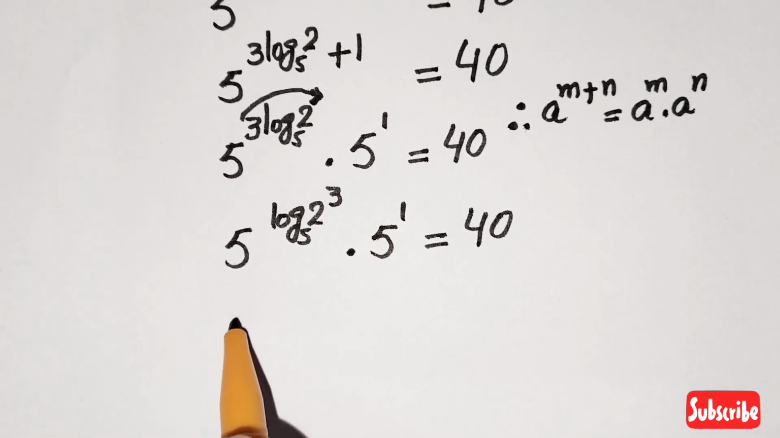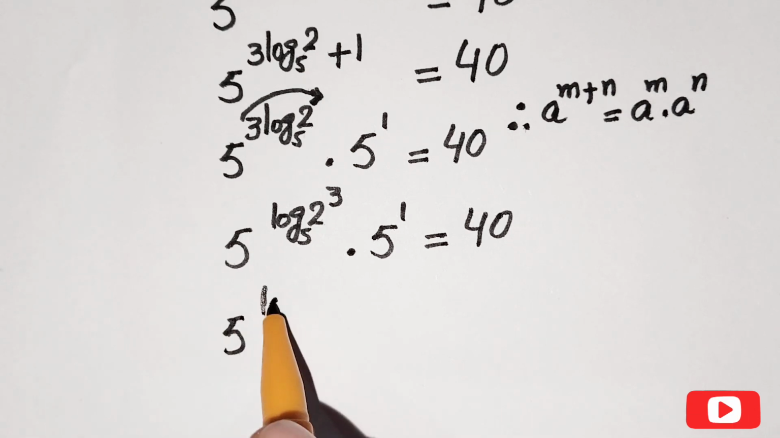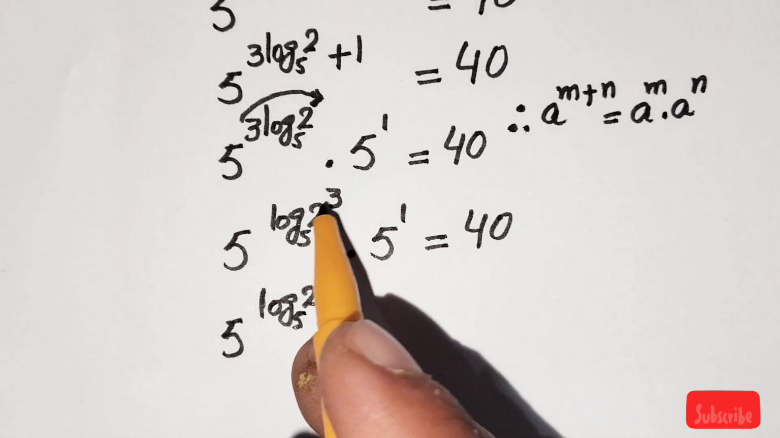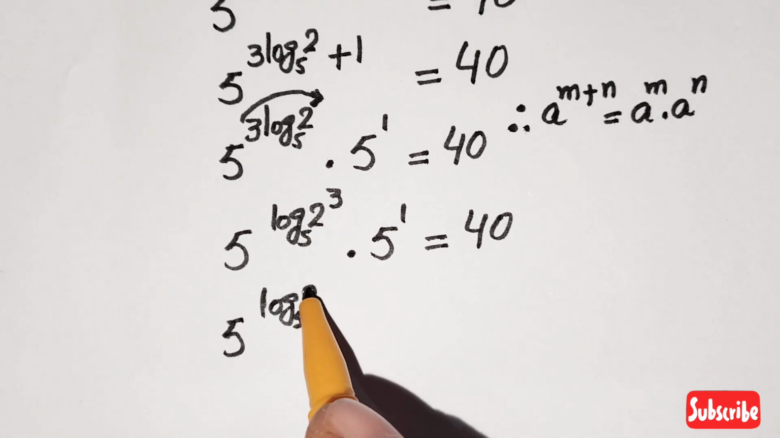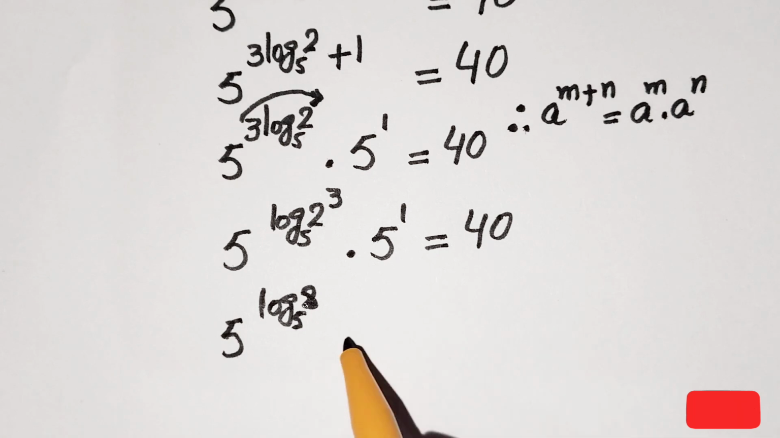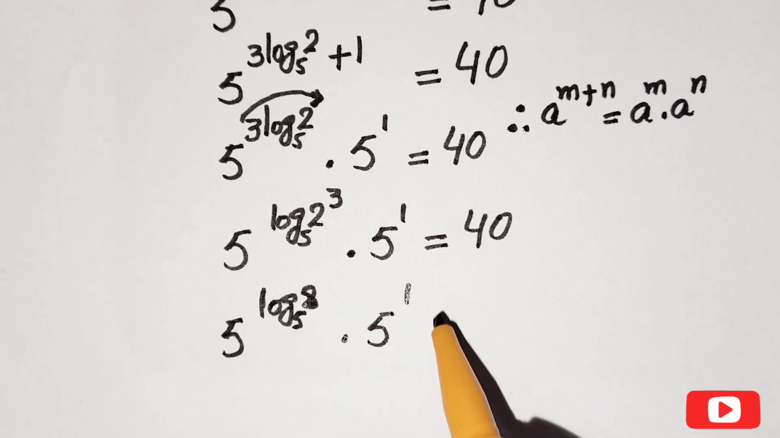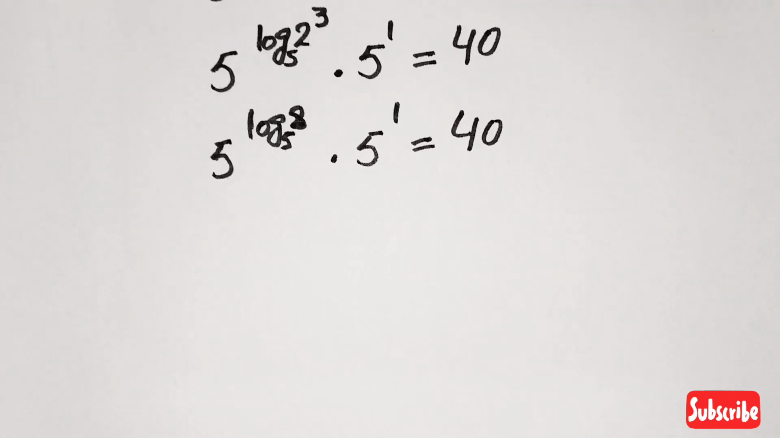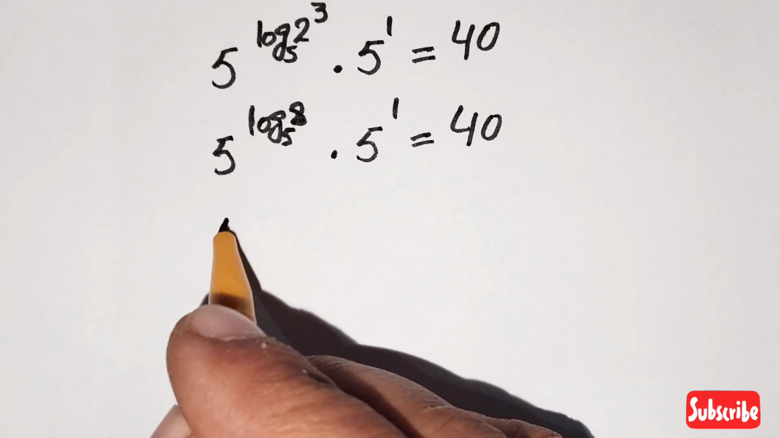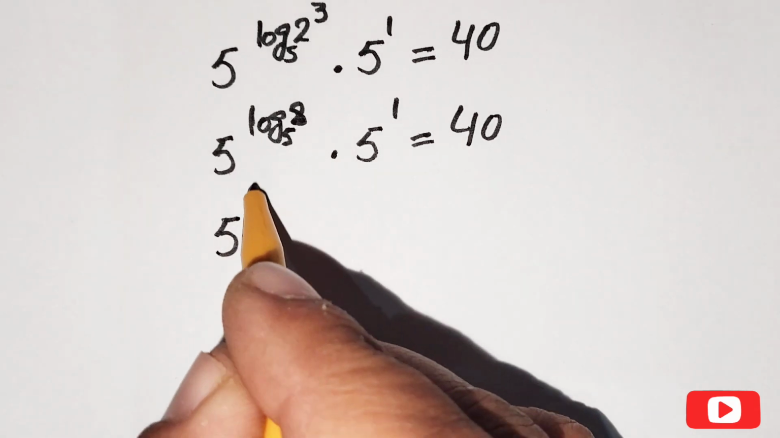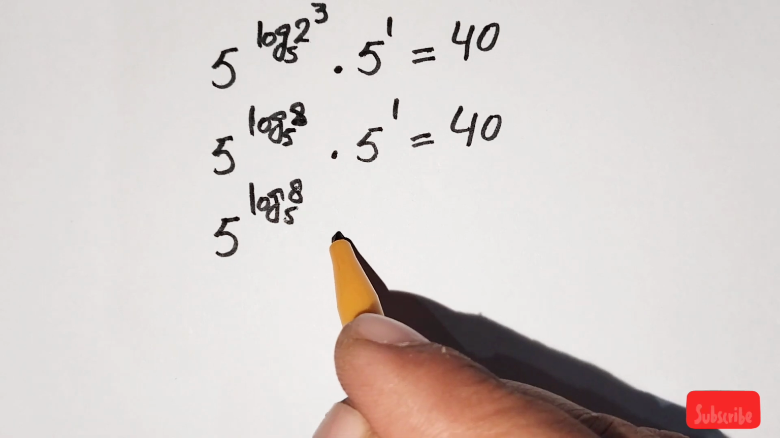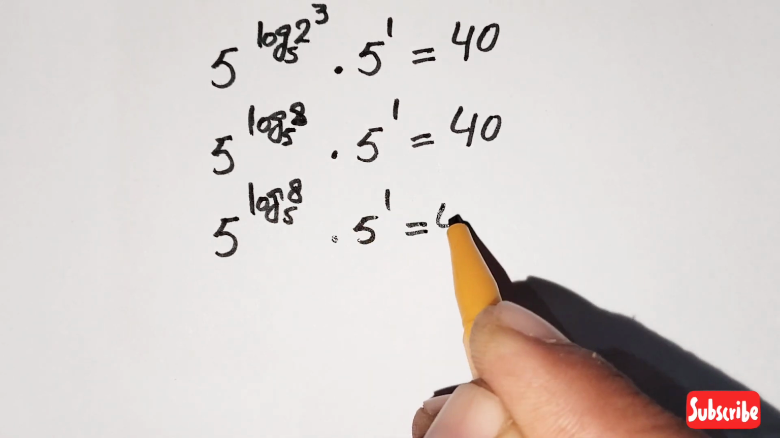Therefore 5 raised to log 2 with base 5, we can write 2 raised to the power 3 as 8. So it is equal to 8 times 5 raised to the power 1, which is equal to 40. So now 5 raised to log 8 with base 5, times 5 raised to the power 1, is equal to 40.